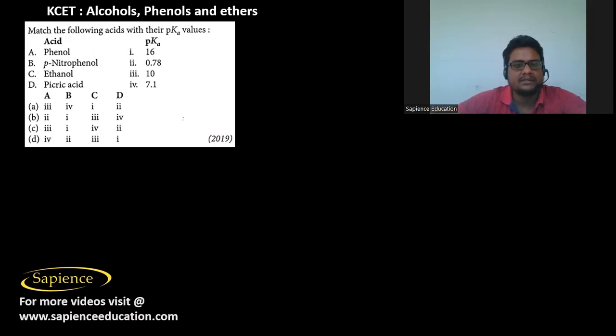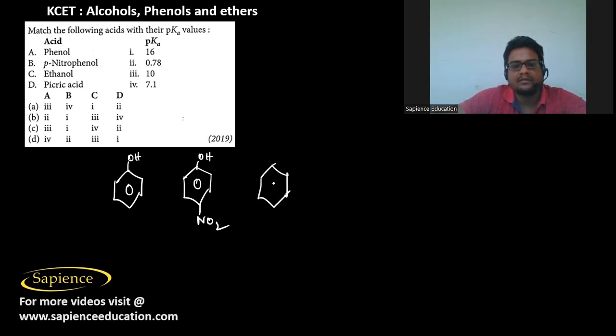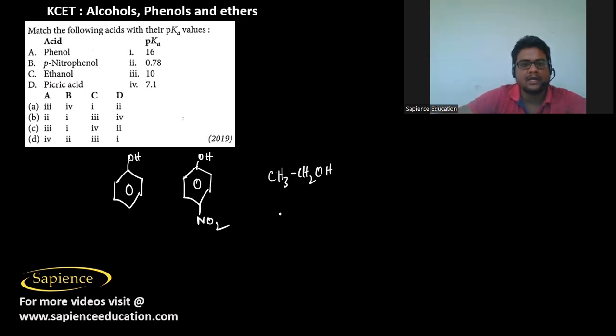Then it is told to match the following acids with their pKa values. Now first one is phenol, then second one is paranitrophenol, and then we have ethanol, which is CH3CH2OH, and then we have picric acid.